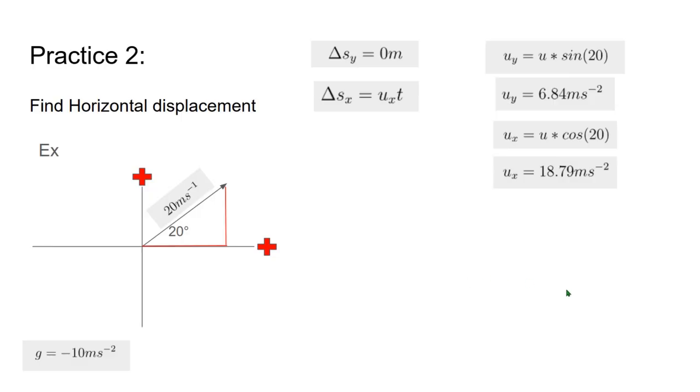Therefore, the horizontal displacement is equivalent to ux times the amount of time that the ball was flying, as ux remains constant, so we don't have to do anything else. We can similarly deduce that the vertical displacement is zero, since there is no change in elevation, meaning that when the ball hits the ground, it will have the same y coordinates or elevation as when it started flying.